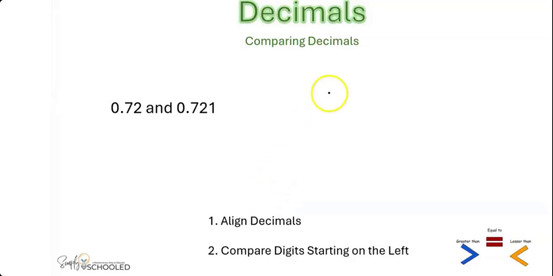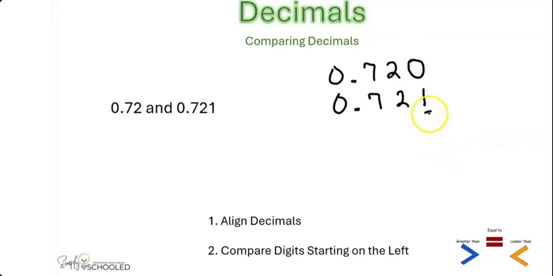Let's try another one. Here we have 0 and 72 hundredths, and we have 0 and 721 thousandths. Okay, again, we start at the far left. They both have zeros in the ones place. They both have 7s in the tenths place. They both have 2s in the hundredths place. So we have to go to the next one. Here's a 1 in the thousandths place. This doesn't have anything in the thousandths place. So we know that this number is greater.